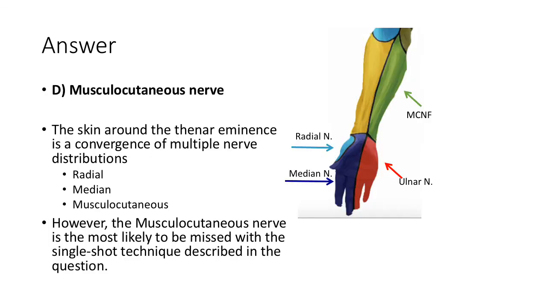The correct answer is D, the musculocutaneous nerve. The skin around the thenar eminence is a convergence of multiple nerve distributions, radial, median, musculocutaneous. However, the musculocutaneous nerve is the most likely to be missed with the single shot technique described in this question. If they don't specifically mention that it was blocked, it was probably missed.